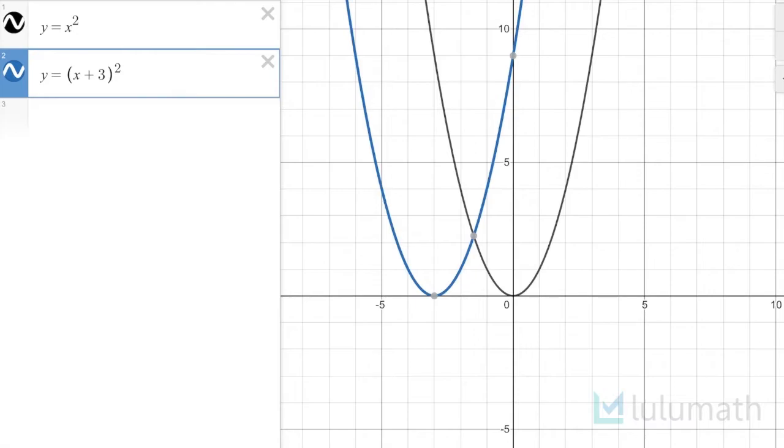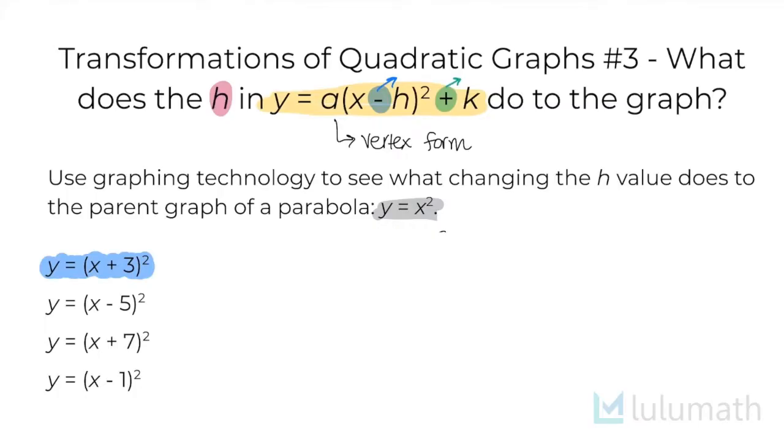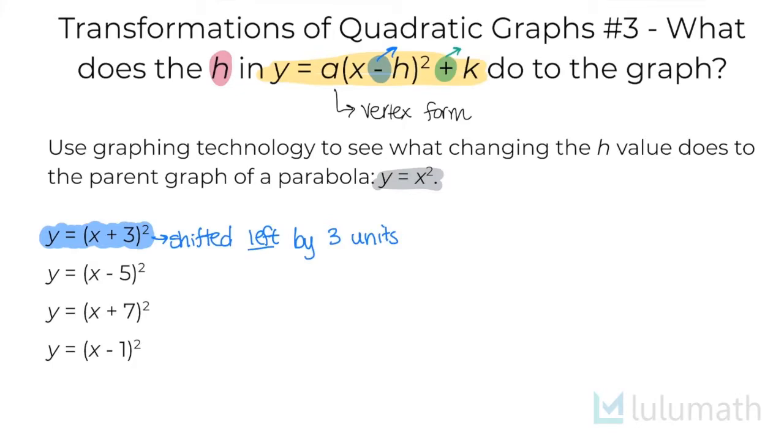So our graph looks exactly the same, except now it's just shifted 3 units to the left. So if you notice here, even though this says plus 3, it's been shifted 3 units to the left. So let's talk about this. We're going to say this shifted left by 3 units. If you notice, the general form is x minus h.